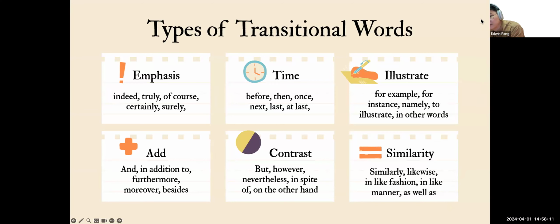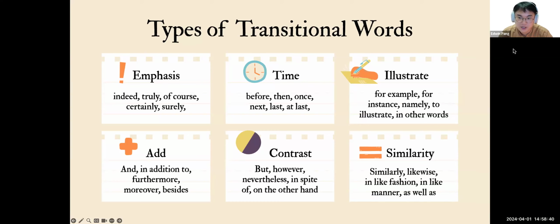Okay, sorry about that. So similarity means the word tells you that 2 things are similar. For example, as well as. I might say that Mr. Pang as well as Mrs. Lim is from Sinmin Primary School. Both of us are from Sinmin Primary School. So it's not a contrast, it's a similarity.